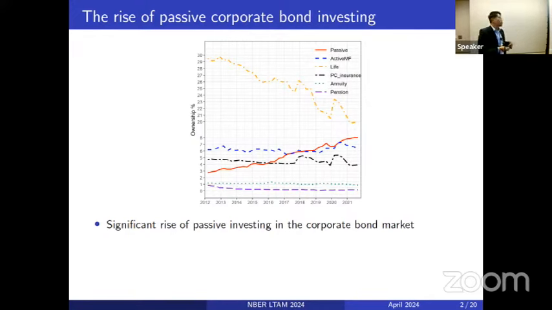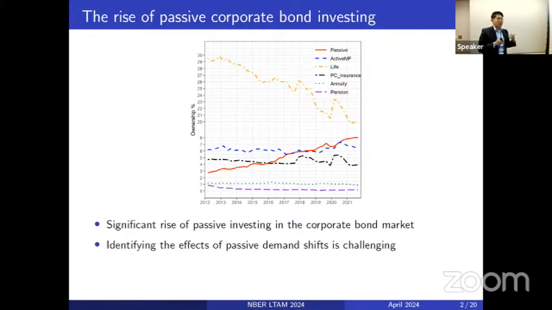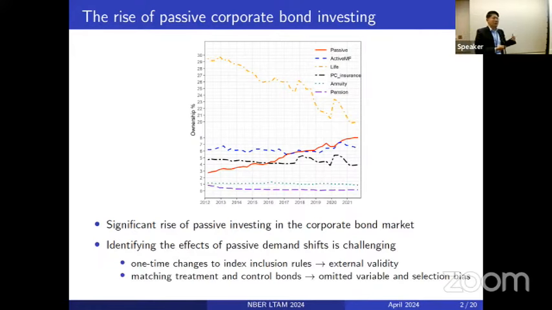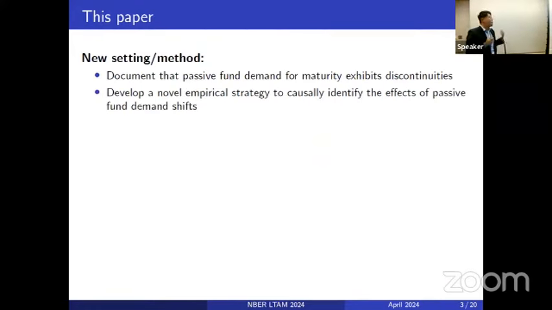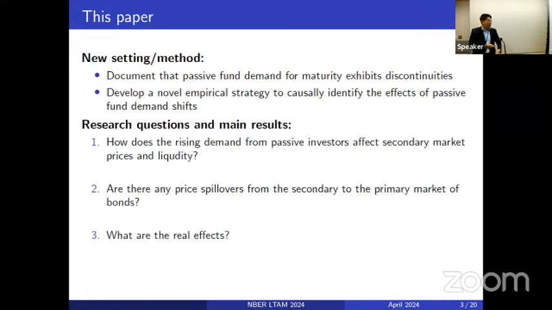A natural question is, what are the implications of this significant rise of passive investment in the corporate bond market? However, identifying the effect is challenging, mainly due to endogeneity concerns, as existing methods have their limitations. In this paper, we provide a novel setting that helps with the identification challenge. Specifically, we document that passive fund demand for maturity displays discontinuity around certain maturity cutoffs. Using this demand discontinuity, we develop a novel empirical strategy to causally identify the effect of passive fund demand shifts.